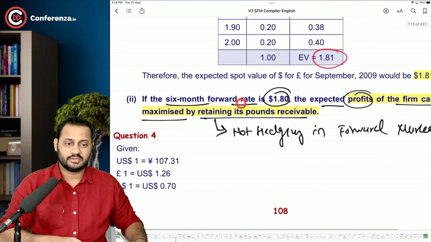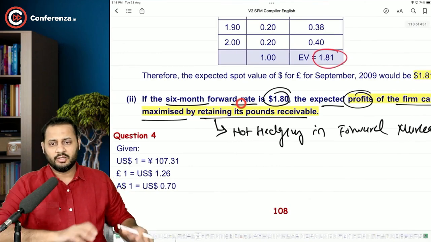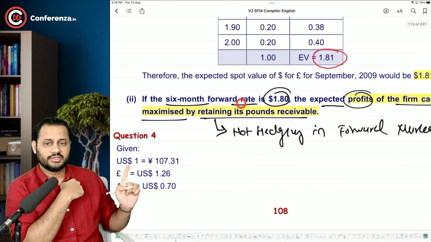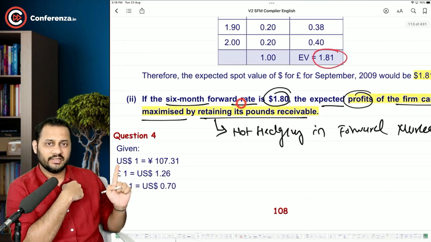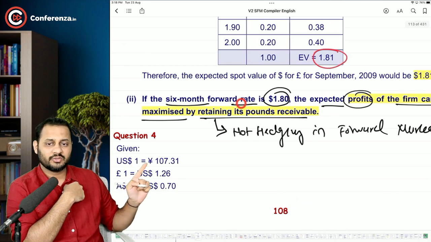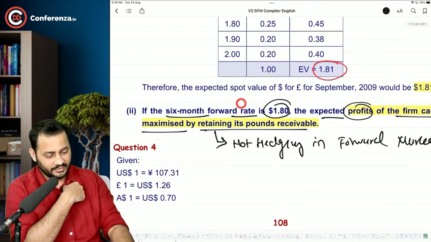Now let's try solving question number 4. This is the given data to you. See, the 1 unit is the base currency. So in the first one, this is the base currency. US dollar 1 is equal to this much of the yen. I can write it in symbol like this.